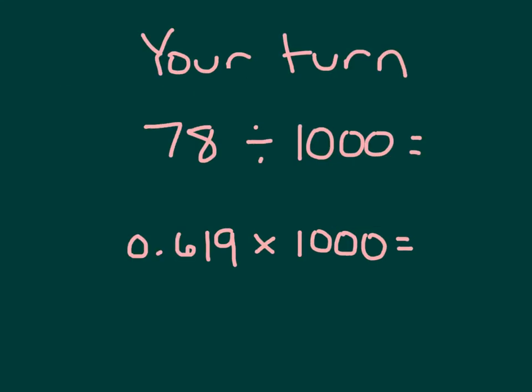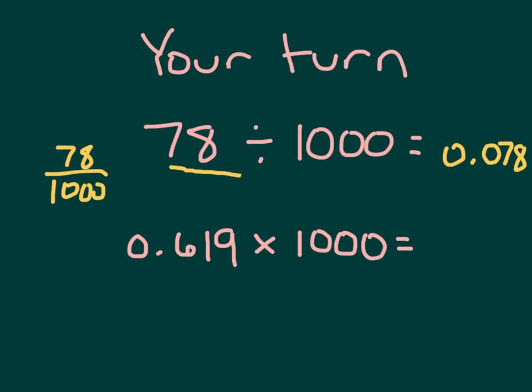Here are 2 problems for you to try. Pause the video and work them out. For that first one there, 78 divided by 1,000. Look how I can rewrite this. 78 over 1,000, or 78 thousandths, which we write as 0.078. Each of those places got shifted over not once, not twice, but 3 places. So I had to have that 0 there as a placeholder when I was working out my answer.